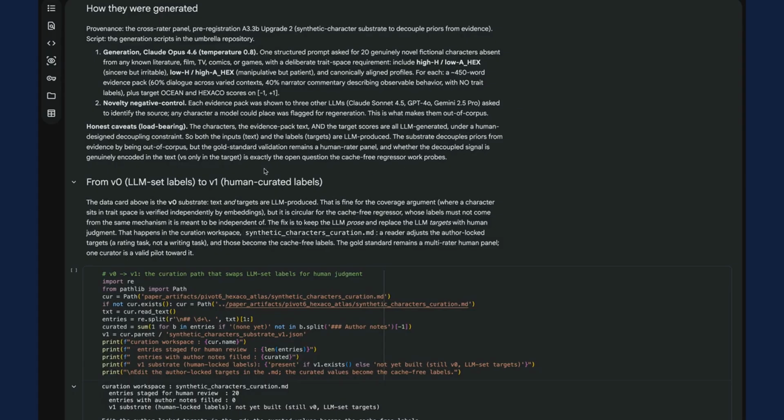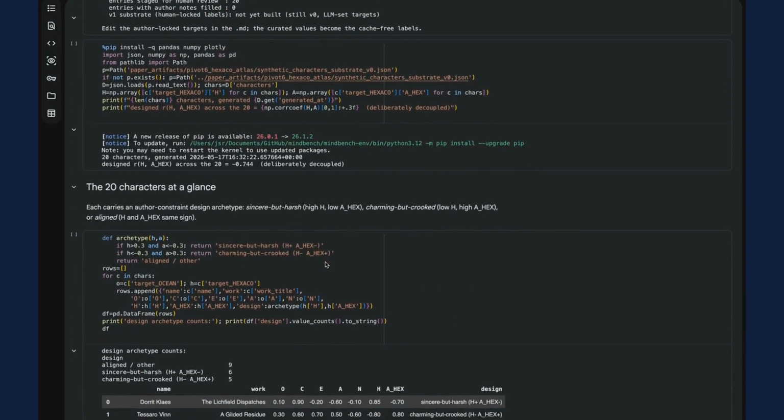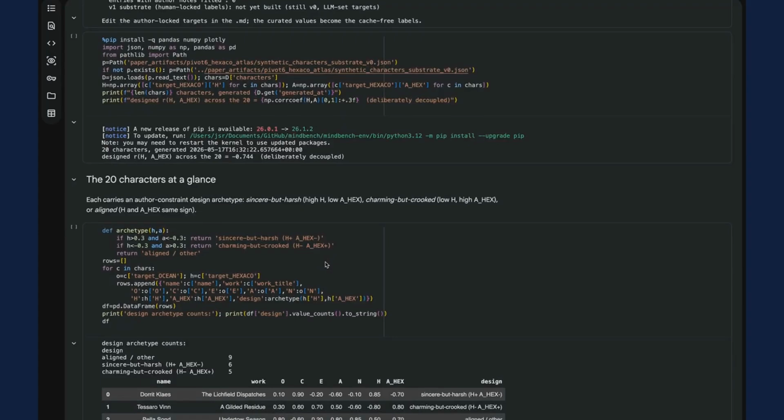The designed correlation between honesty-humility and HEXACO agreeableness across these 20 characters is negative 0.744, where the canonical characters come back from the raters fused near positive 0.75. They are pulled apart on purpose. The archetype counts split into 3 groups.